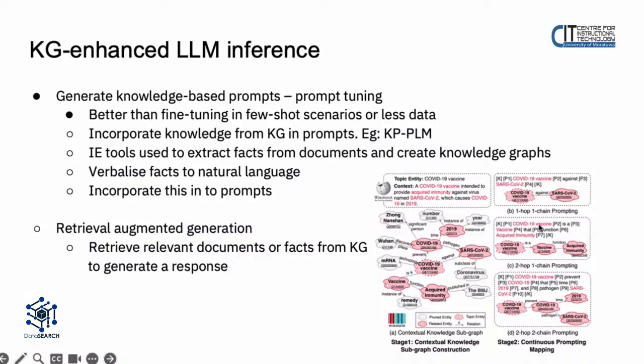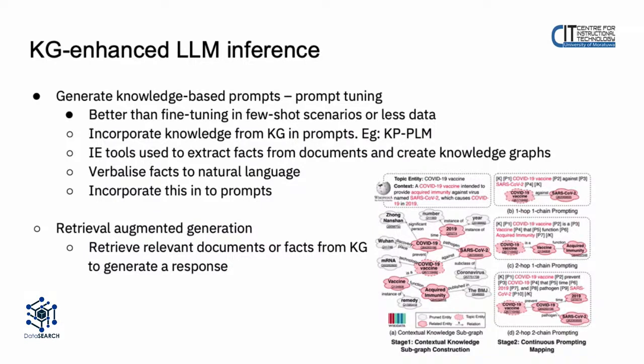So once this is extracted, there are several chain prompting approaches for converting them to natural language. So from this graph, you can convert them into chains. So these are separate prompts that can then go into the LLM to produce cleaner results. So that's one way of incorporating knowledge from the knowledge graph in LLMs.